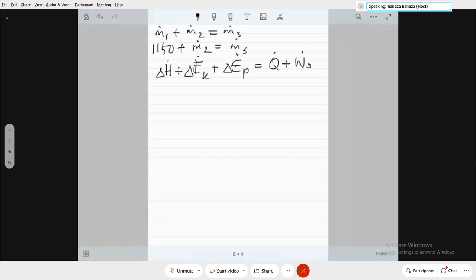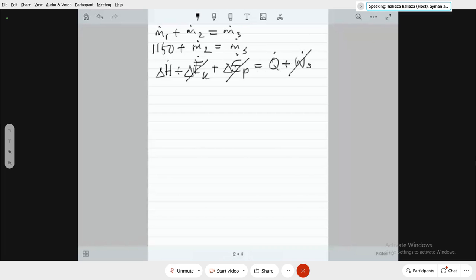You know that there's no change in potential energy because there's no mention at all of any difference in inclination or height. There's no mention of the size of the diameter of the pipes, so there's going to be no change in kinetic energy. There's also no mention of a pump or turbine, so there are no moving parts.